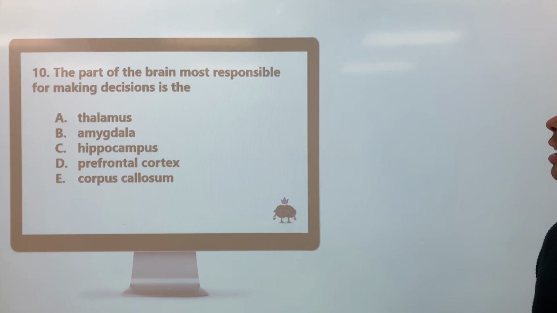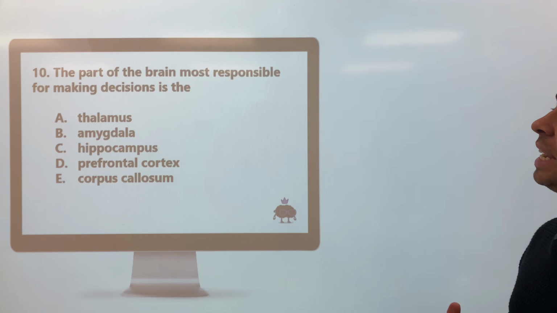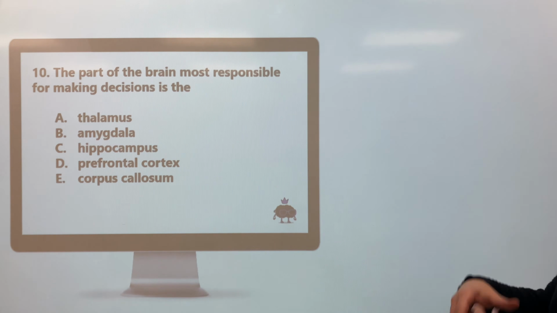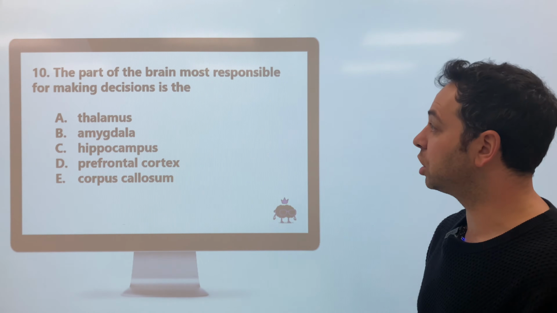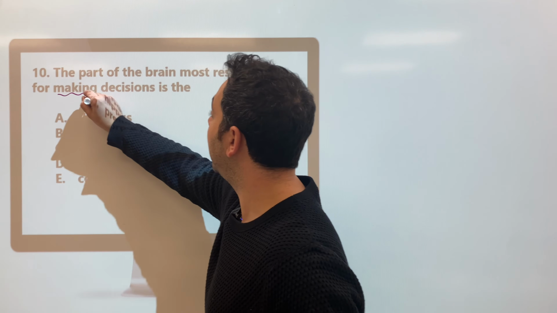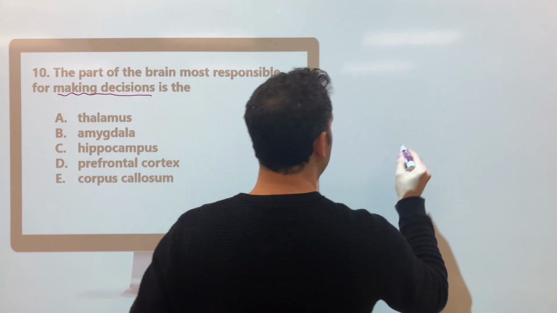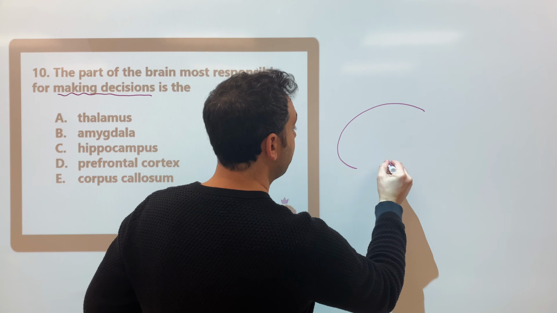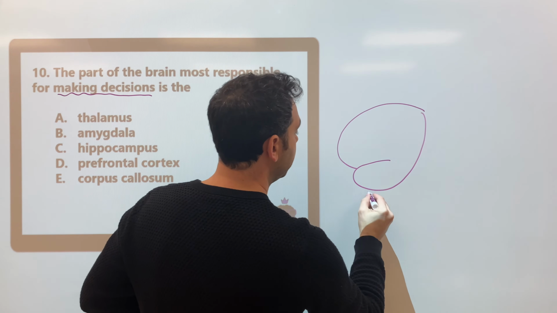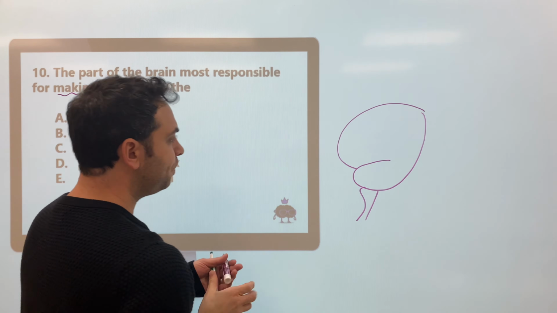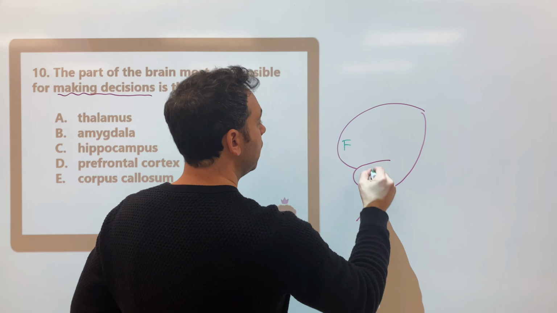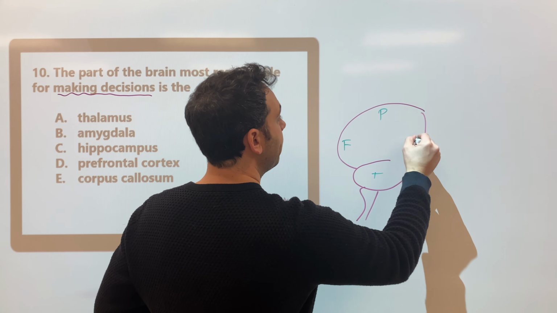All right, number 10. The part of the brain most responsible for making decisions is. All right, so this is just understanding how the brain works. And of course, we want to know which part of the brain helps make decisions. So let me just draw our classic, right? We draw this all the time. Here's our thumb, here's our brain, our temporal lobe. Here's our little brainstem going down. We have our frontal lobe, our temporal lobe, our parietal lobe, and our occipital lobe.